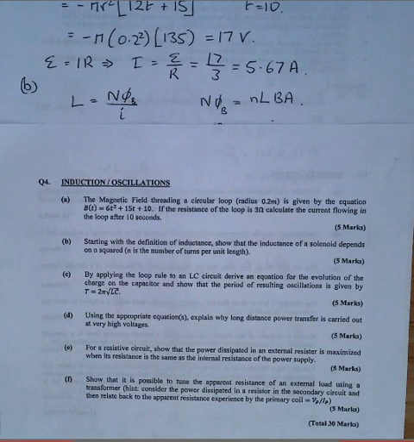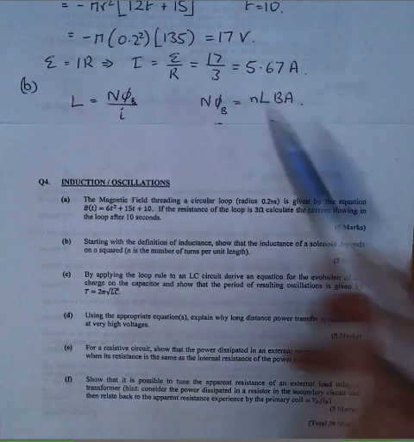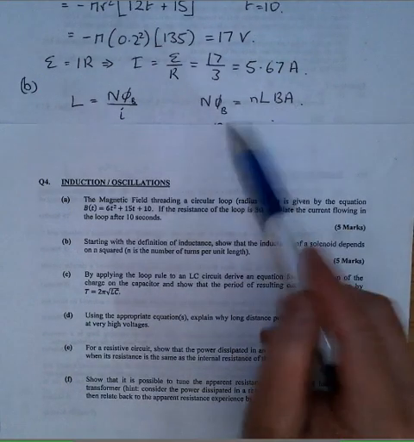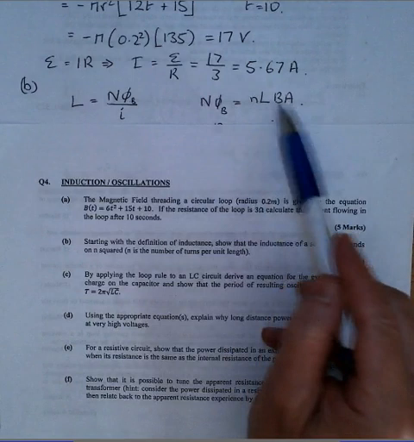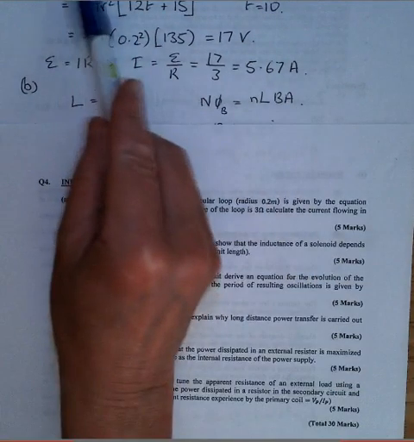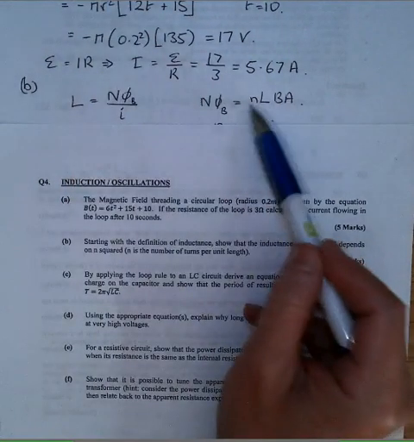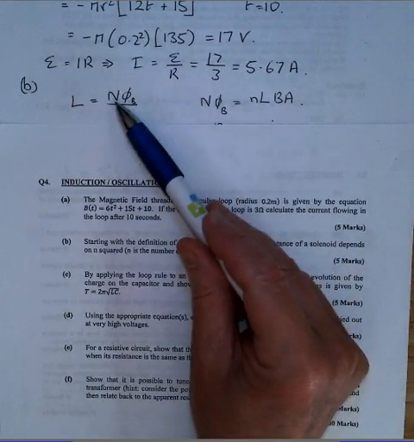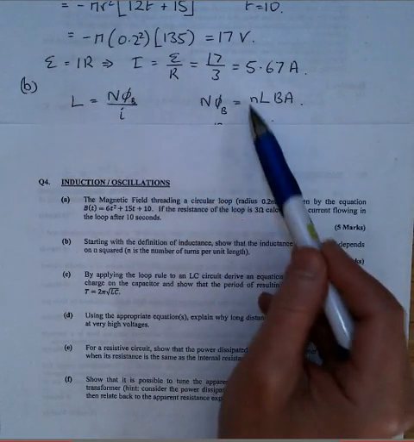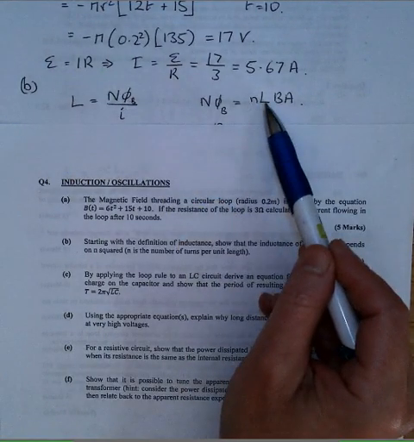In the first question, we only had one turn, so we didn't have to worry about N. But now it's the total flux divided by the current. And N phi, as you see on the right hand side here, is BA times the number of turns. BA we used in the first calculation as well. The number of turns, N, is the total number of turns, which is the number of turns per meter multiplied by the length in meters.